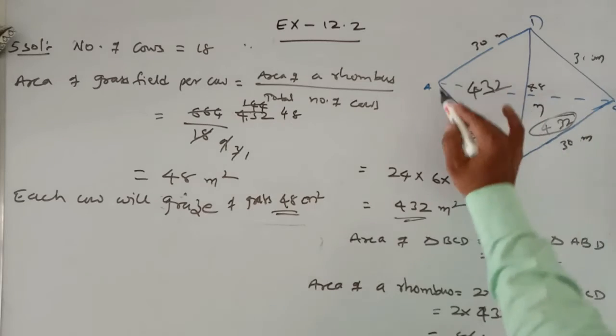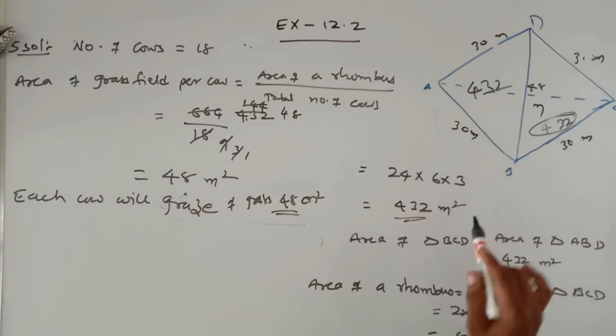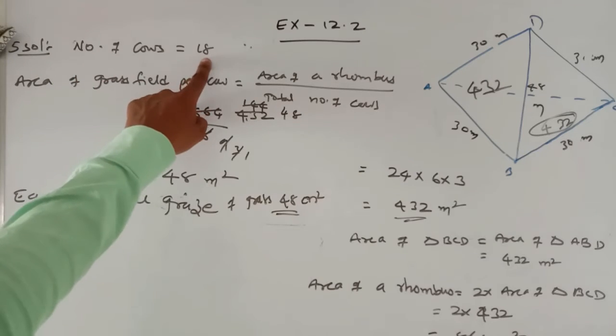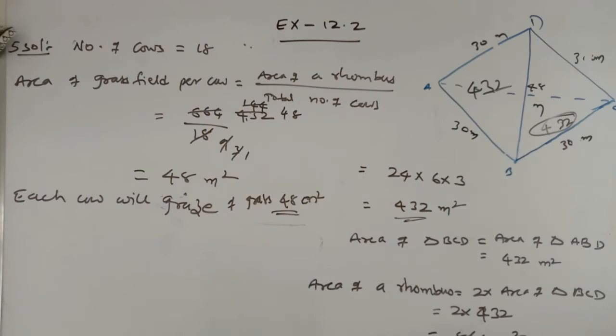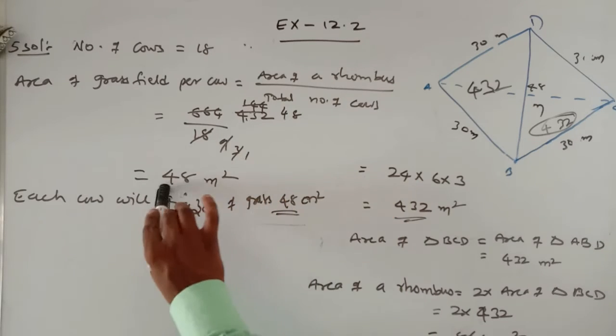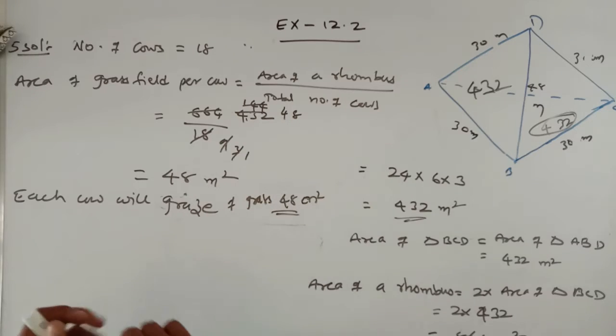This total rhombus area is 864 square meters. Now in the question it is given that the total number of cows is 18. Now I need to calculate how much area each cow is going to get. That is equal to total area by number of cows. Then I get an area of 48 square meters. Each cow is going to get an area of 48 square meters.